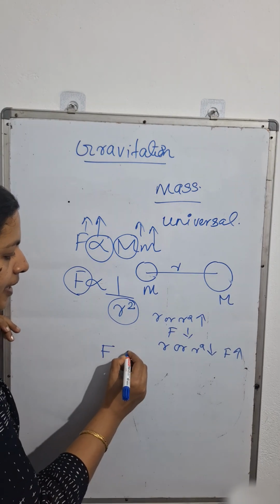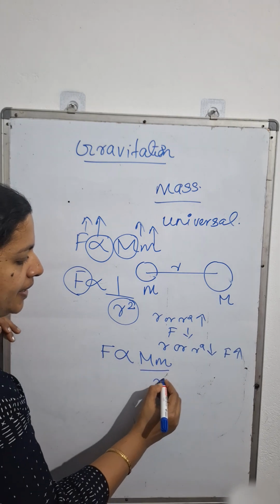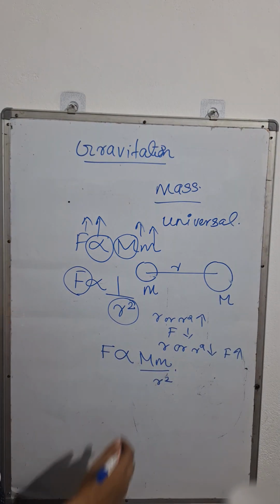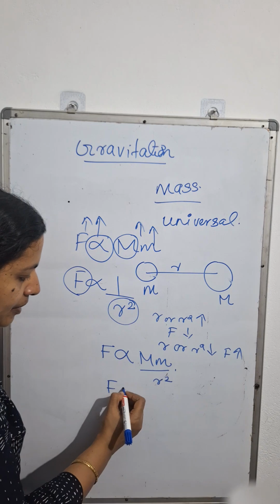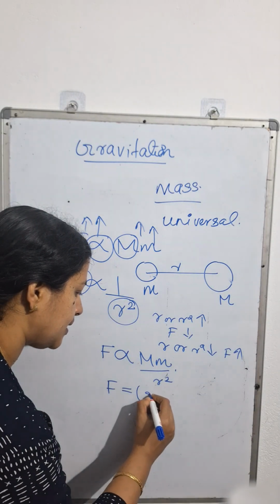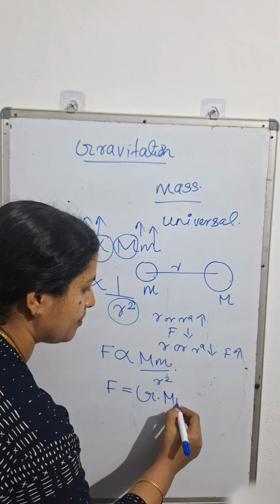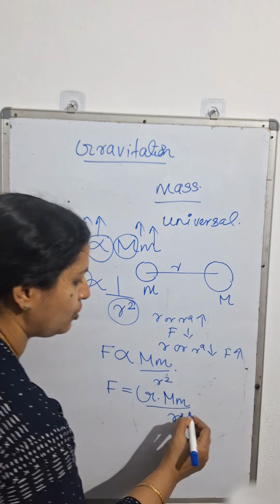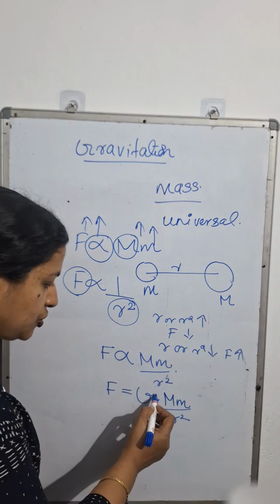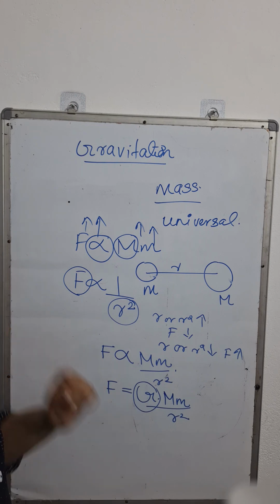Now let us combine these two. How can we write it? F is proportional to m M divided by r square. And we will replace this proportionality sign by an equation. How? By introducing a constant. That constant is written as capital G, and so G m M by r square. So F is equal to G m M by r square, where G is the universal gravitational constant. G is called the universal gravitational constant.